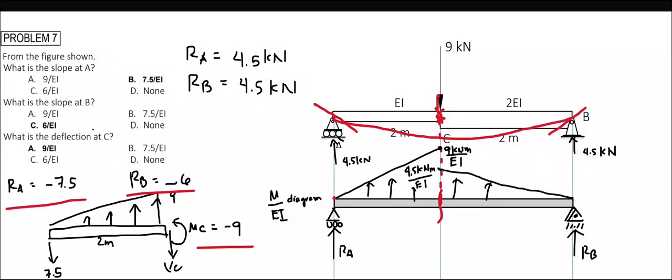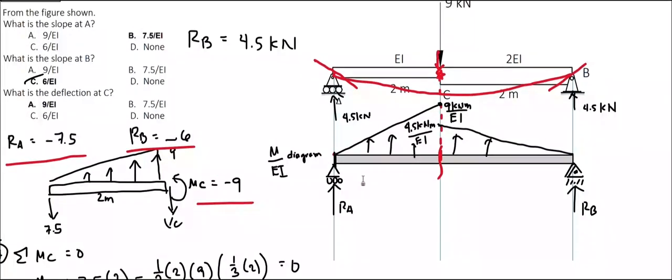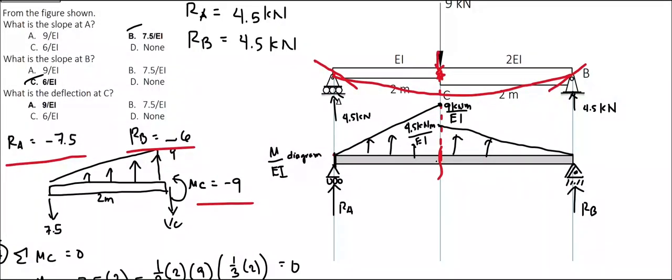So for the answer at the slope at A, this is basically the shear force or the reaction found at this point here, that is equal to negative 7.5 at point A and -6 at point B. And for deflection at C, that's the internal moment at this point here where we cut the beam, which is at point C. It has a value of -9, which means that deflection is going downward. And these are our final answers.